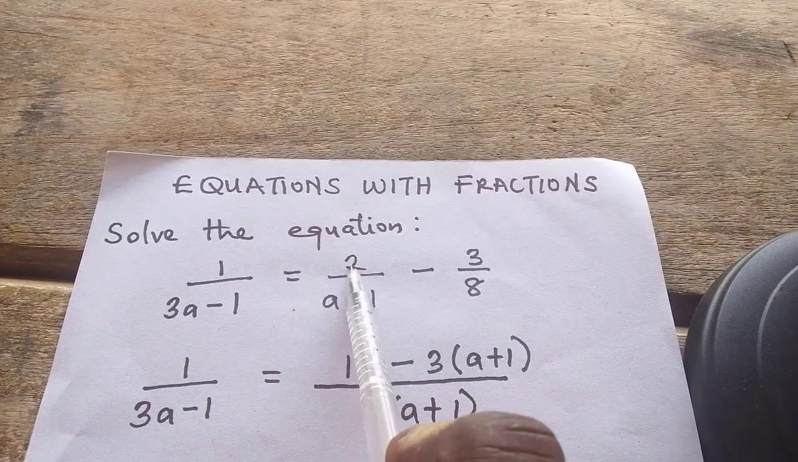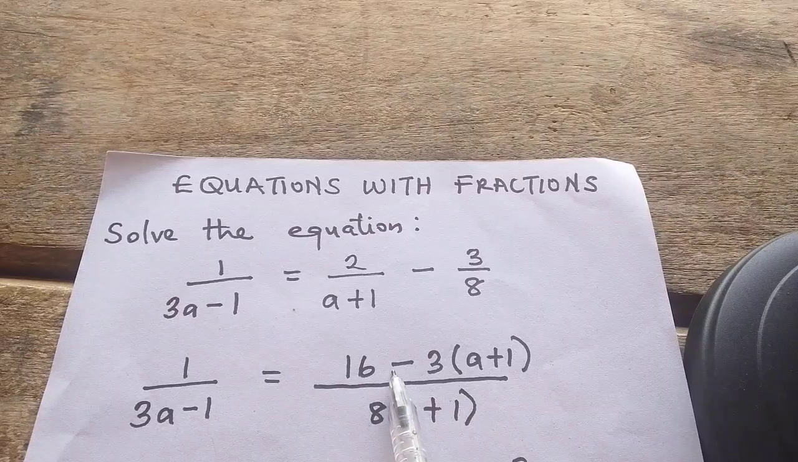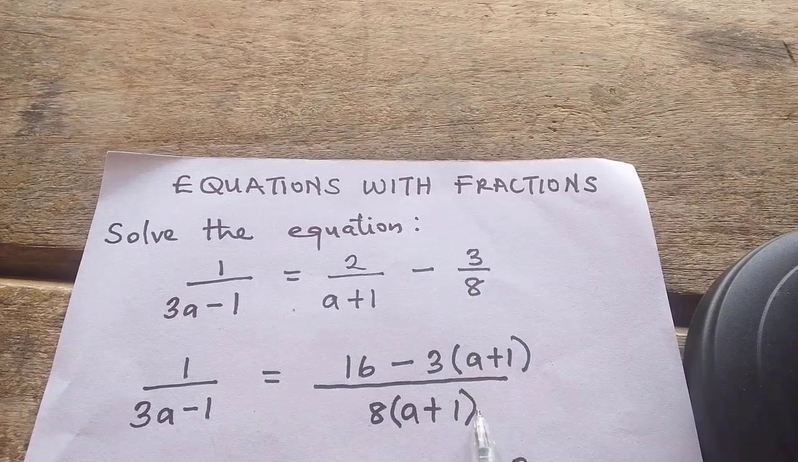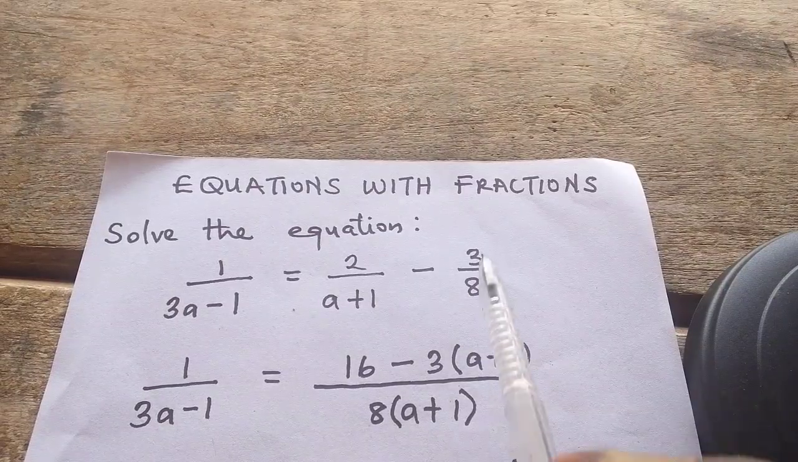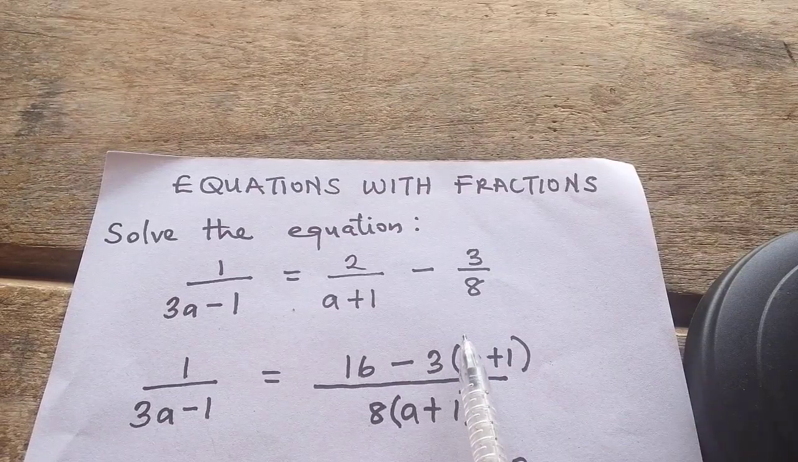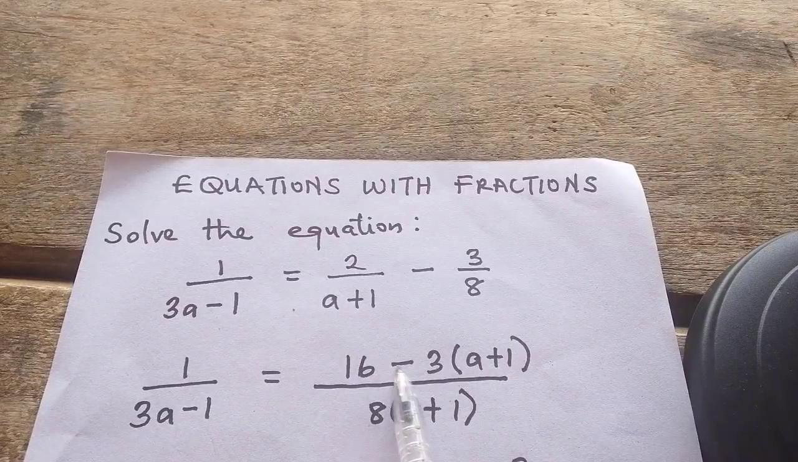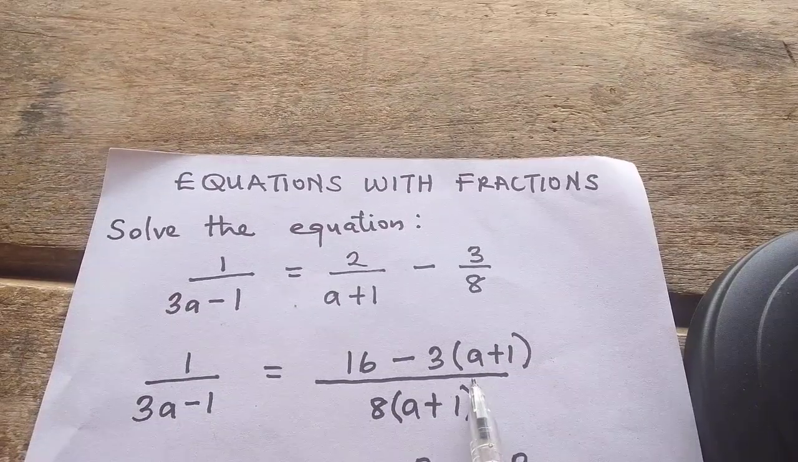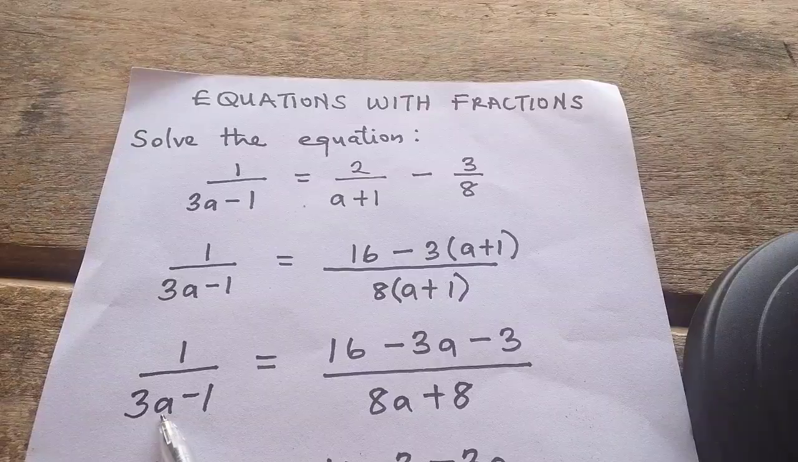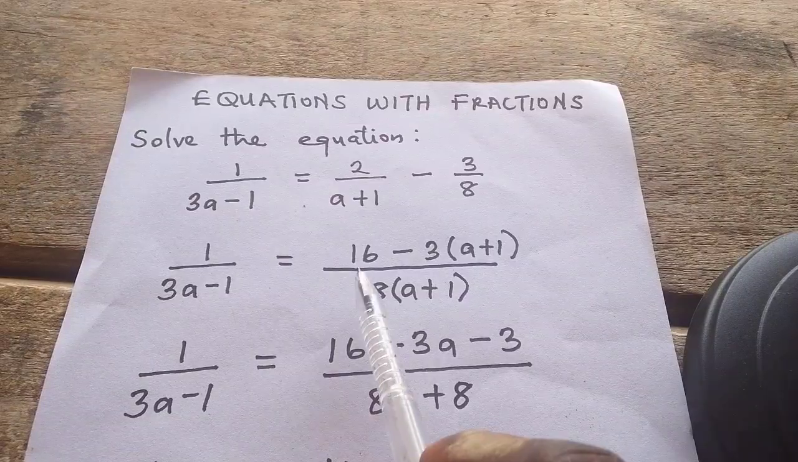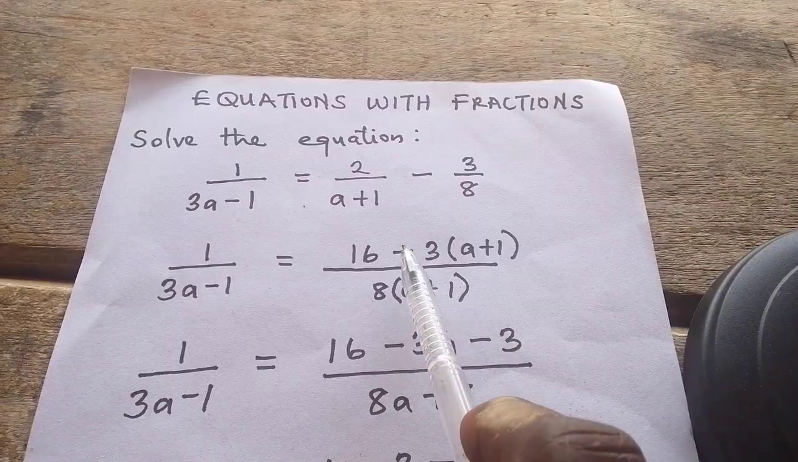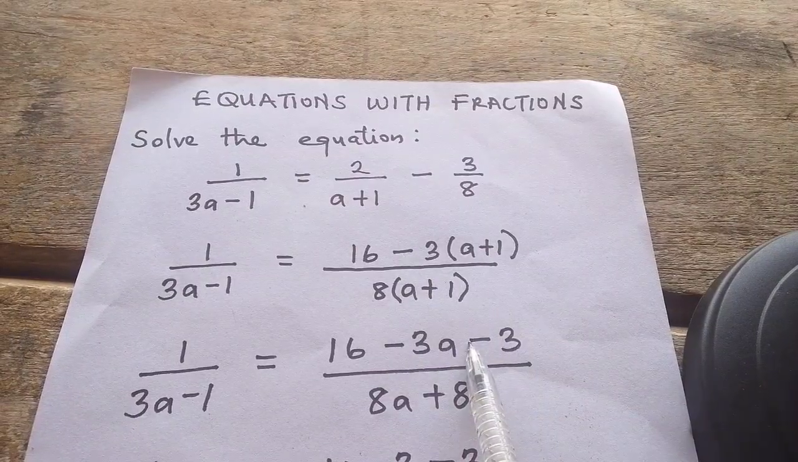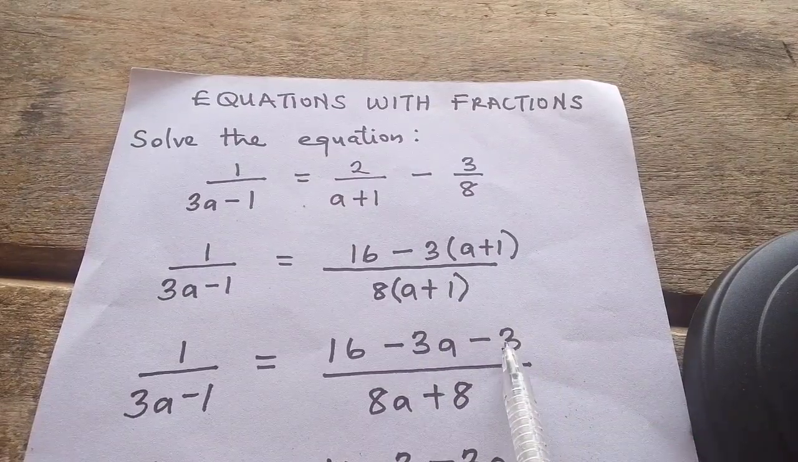That 8 times 2 will give us 16 minus how many 8 can you see in 8 times a plus 1? Realize that this 8 will cancel it, meaning a plus 1. A plus 1 times 3, that means minus 3 into bracket a plus 1. So we first of all resolve this side. That means we have 1 over 3a minus 1 equals 16 minus 3 times a will give us 3a. Minus times plus will give us minus. 3 times 1 will give us 3.